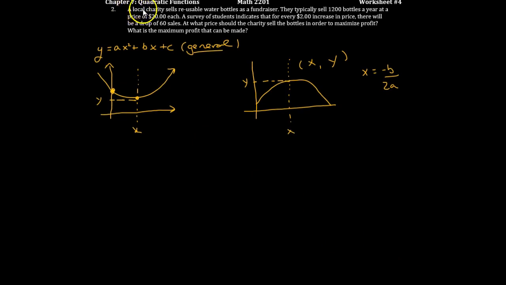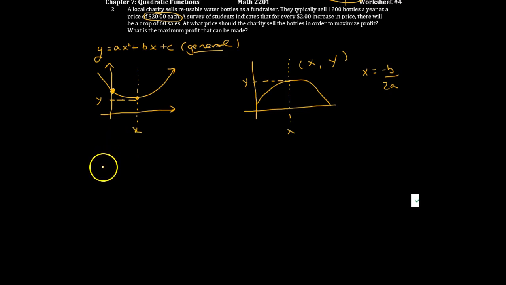Alright, so a local charity sells reusable water bottles as a fundraiser. They typically sell 1,200 bottles a year at a price of $20. The survey students found that for every $2 increase in price, there would be a drop of 60 sales. At what price should the charity sell the bottles in order to receive a maximum profit?